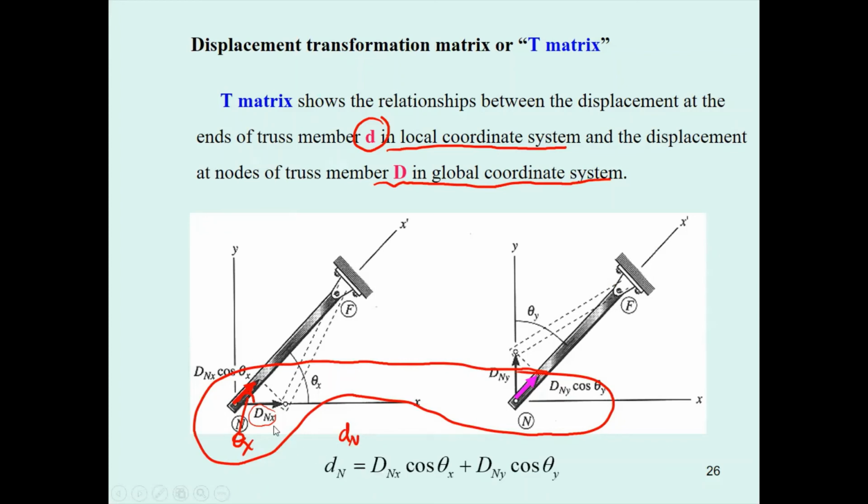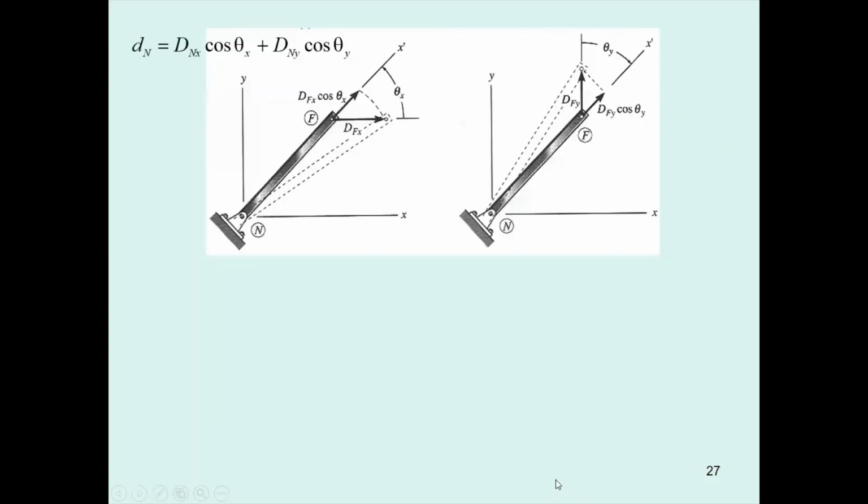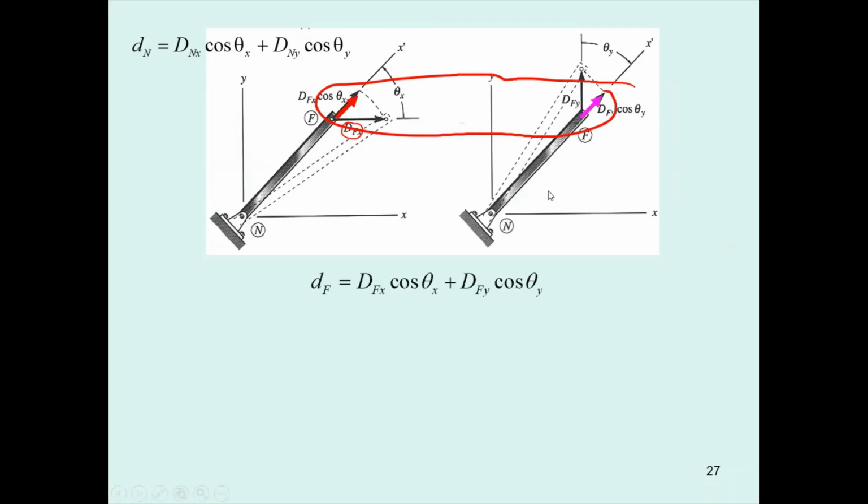D sub n is going to be the portion of d sub nx cosine theta x plus d sub ny cosine theta y. For this one also similar. You may project this one into d sub fx cos theta x, and this one you may project for d sub fy cos theta y, and then you combine them together, you get d sub f.